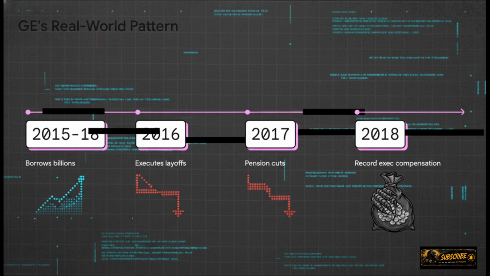Let's look at a real-world pattern to see this in action. Between 2015 and 2018, General Electric was borrowing billions, literally billions of dollars, and simultaneously, they were paying out massive dividends to shareholders. But look at the timeline here. 2016, factory closures and layoffs. 2017, pension cuts for the workers. And in 2018, executives received record compensation packages. The paradox of executive rewards perfectly mirroring worker punishments is just staggering. And the wildest part is the cash flow statement showed all of this happening in real time if you knew where to look.